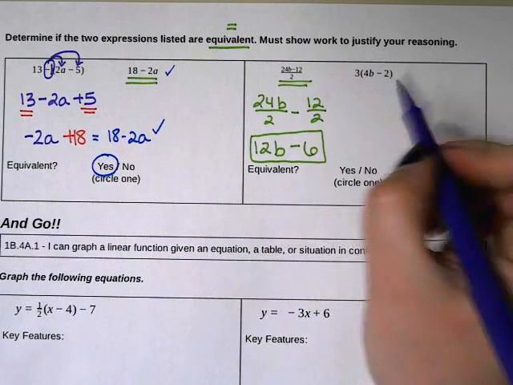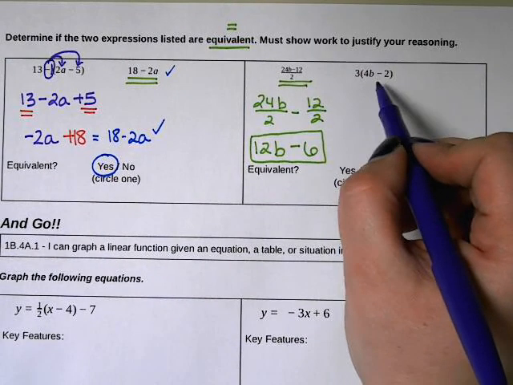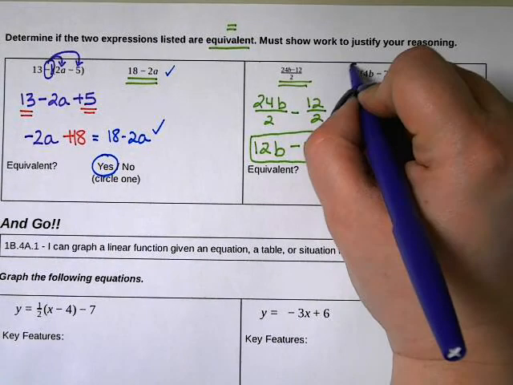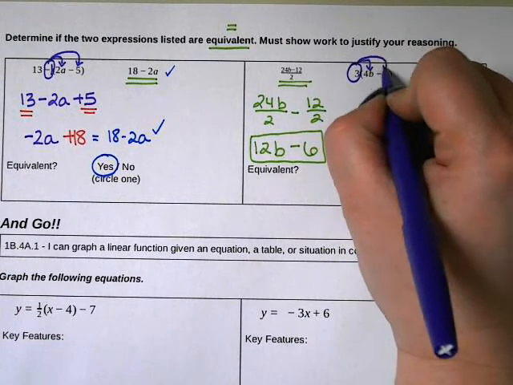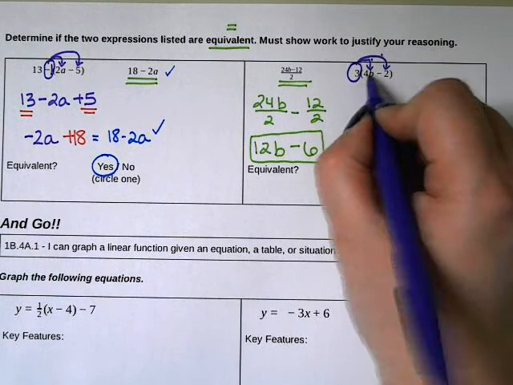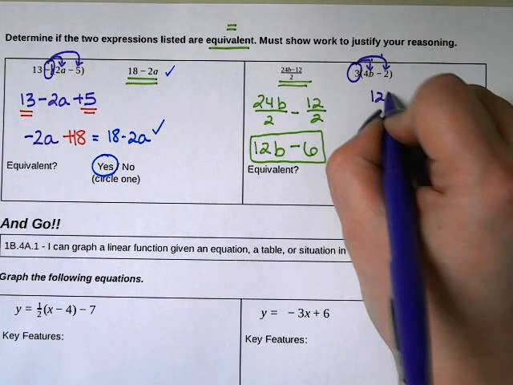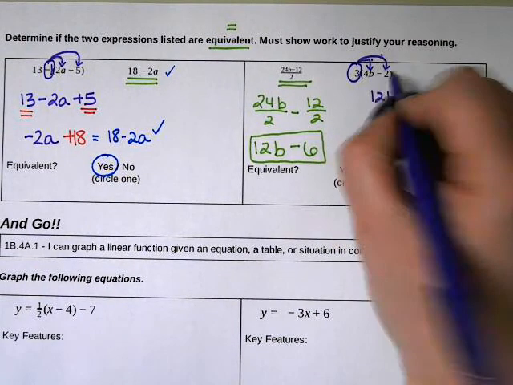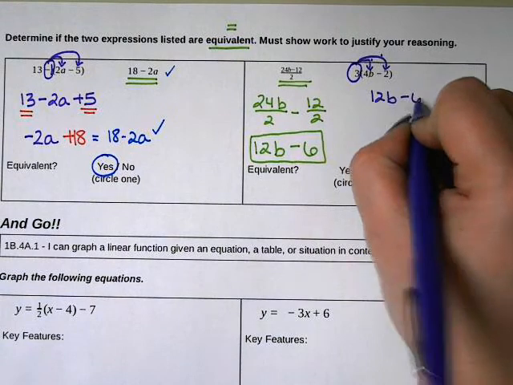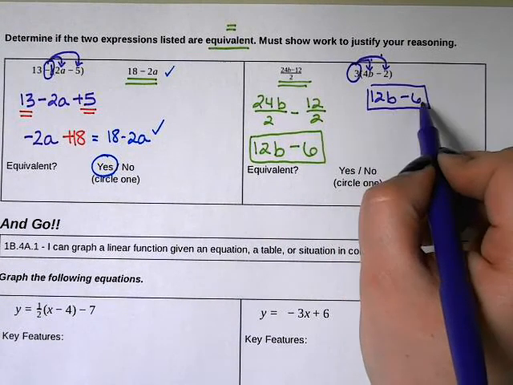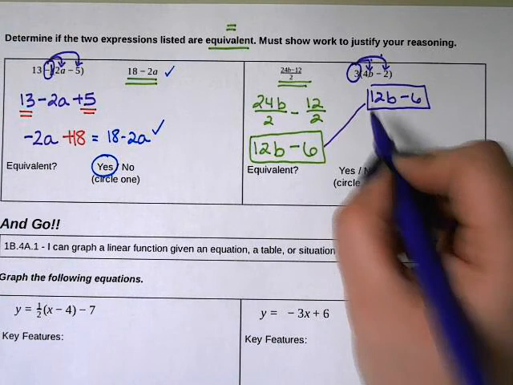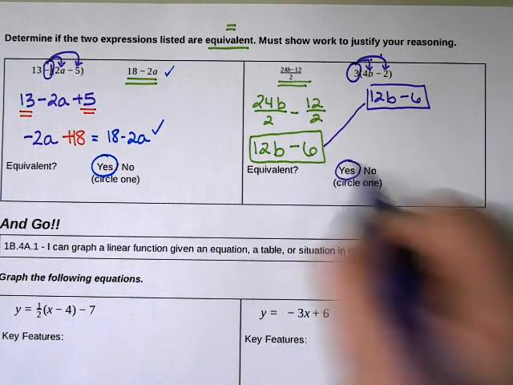We can see that there's parentheses, and we know that the way to get rid of parentheses is to distribute. So we're going to take that 3 and multiply it inside. So we're going to do 3 times 4b, which is 12b, and 3 times -2, which is -6. So we get 12b minus 6. That's the same as this expression, which means yes, these are equivalent also.